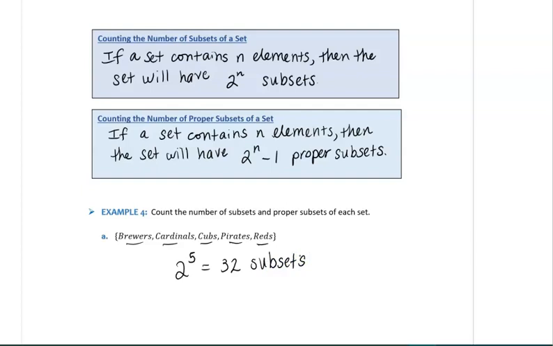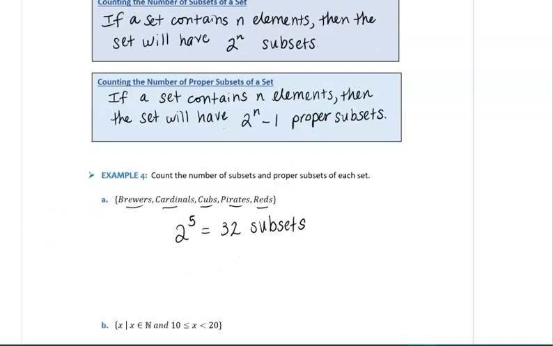And those 32 subsets would be made up of a collection of, starting with the empty set and ending with the set containing all of those baseball teams. And then we would have all the options in between. We'd have subsets that only contain 2 teams, subsets that contain 3 teams, subsets that contain 4 teams. And if we counted all the options, we would get 32. There are 31 proper subsets, 1 less. We would have to remove the subset that is equal to the original set itself in order to calculate the number of proper subsets.